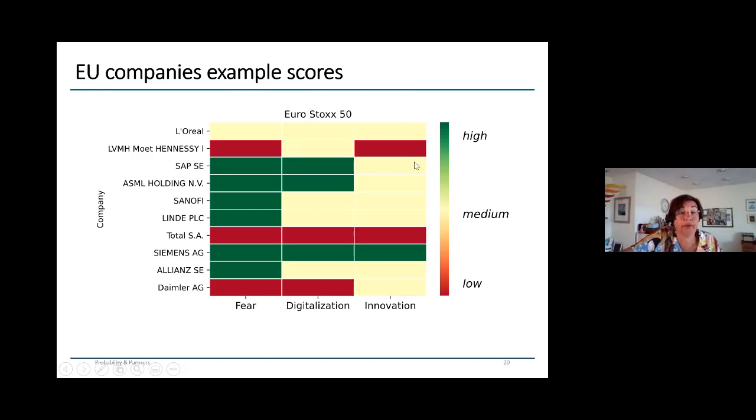So here is a similar example of EU companies, where, for example, Siemens scores very highly on all three trends, and a typical car company does not. And then things like those semiconductor companies, they contribute to digitalization and so on. And so you can score it in that kind of way.